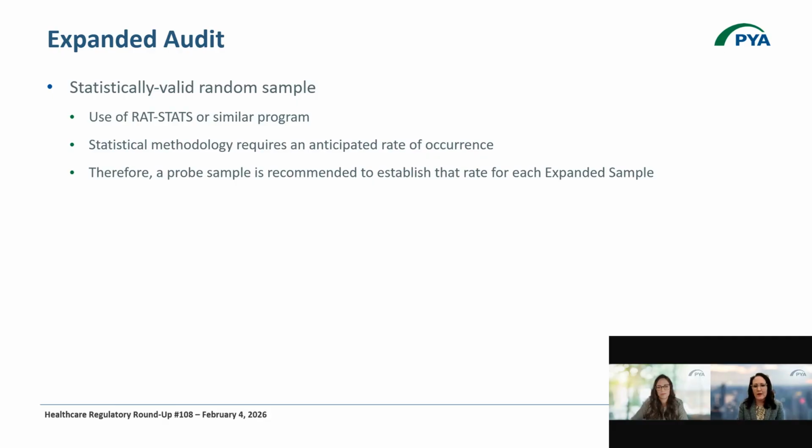We have to have that rate of occurrence. We have to have an actual error rate in order to get to an expanded audit. So that's where that probe comes into play. We're getting a rate of occurrence, which is the error rate within that review. Depending on which type of review you do will result in the error rate you're using, whether it's the claims error rate or the financial error rate. It's dependent on the type of the review that you're doing.